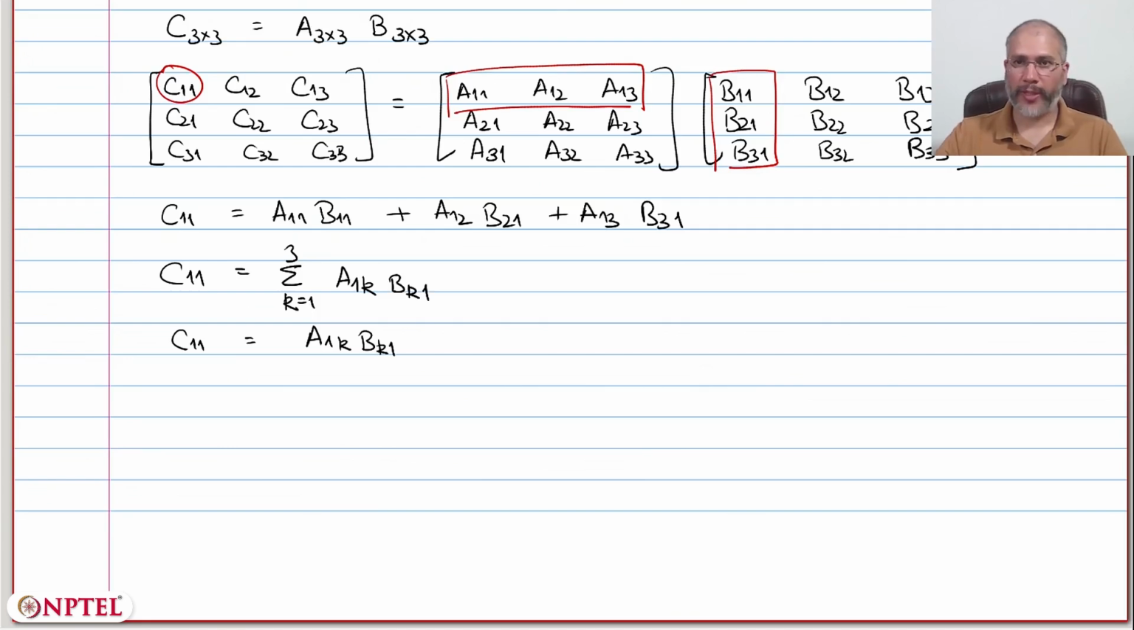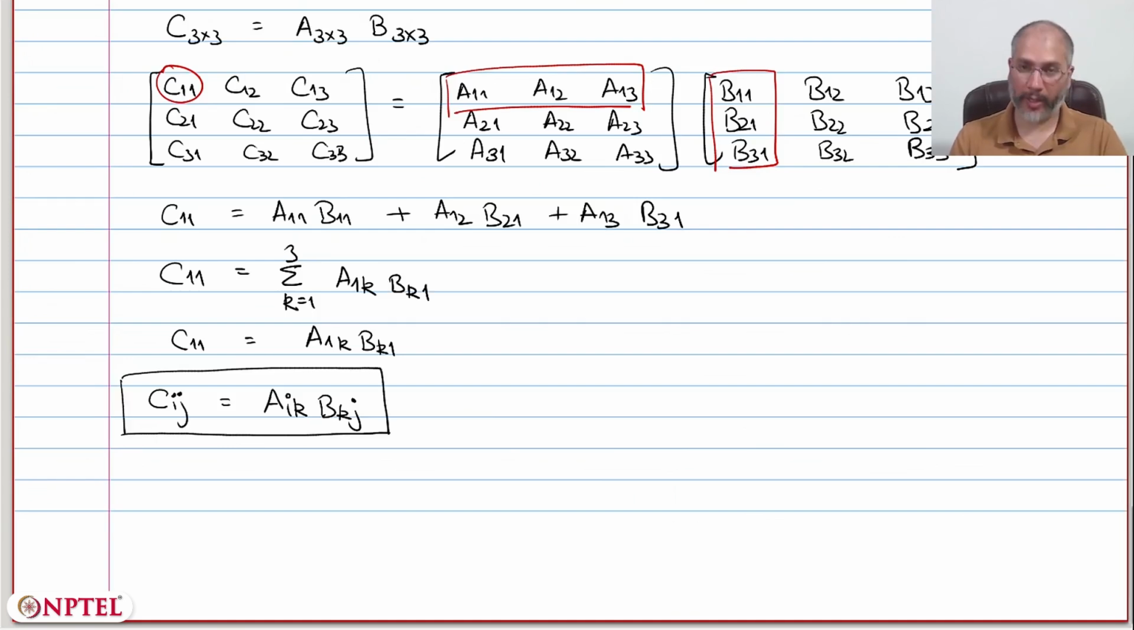Now if I want to express the general term Cij, all I need to do is write this as Aik Bkj, and you can check that this works for all the elements of the matrix C. So this is the general way to write the multiplication of two matrices A and B, which is equal to C. We must note that the second index of A is equal to the first index of B, and this is what allows multiplying a row of A to the column of B.